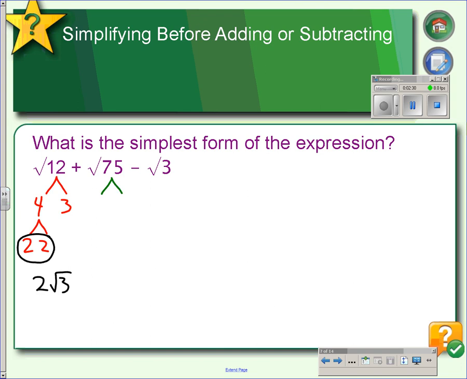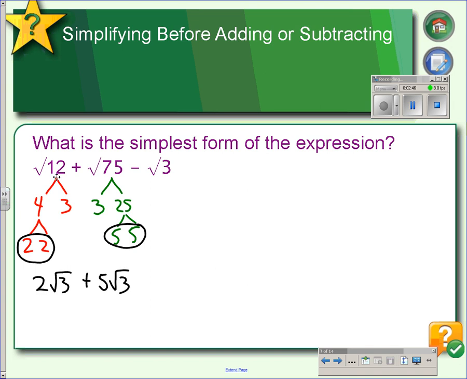Next, we'll factor the 75. So 75 is 3 times 25. 25 is 5 times 5. Looking for 2 of a kind again, we have a pair of 5's. So we get 5 square root 3.